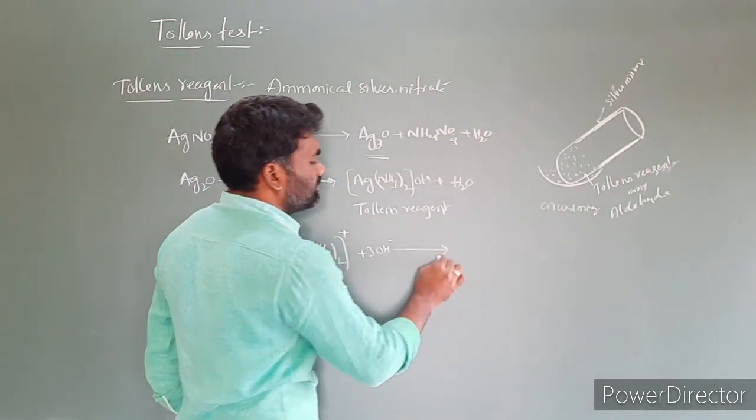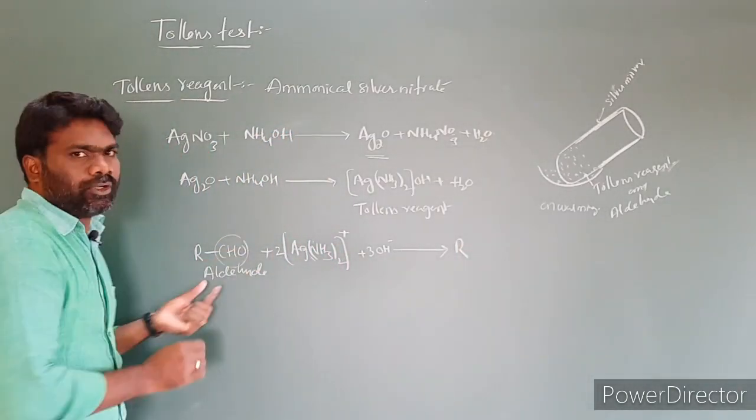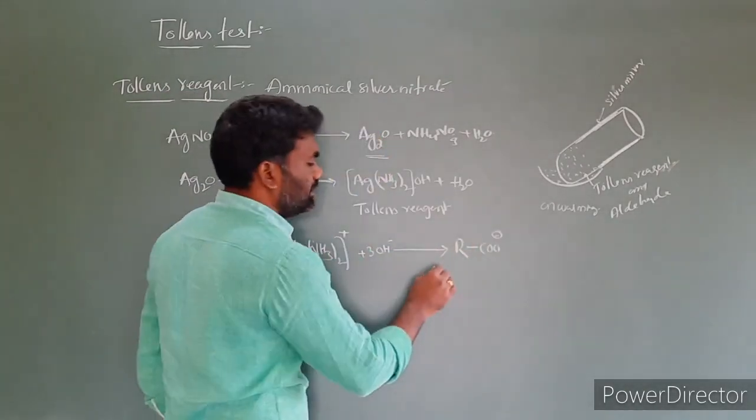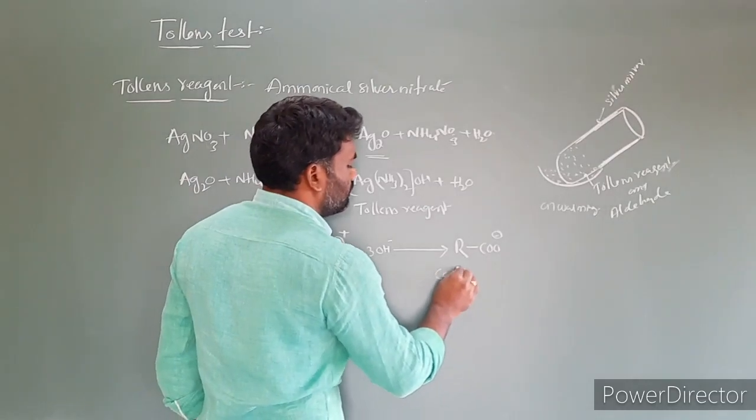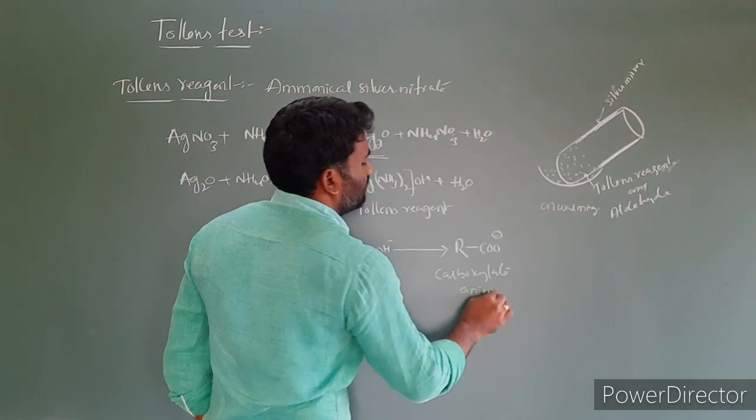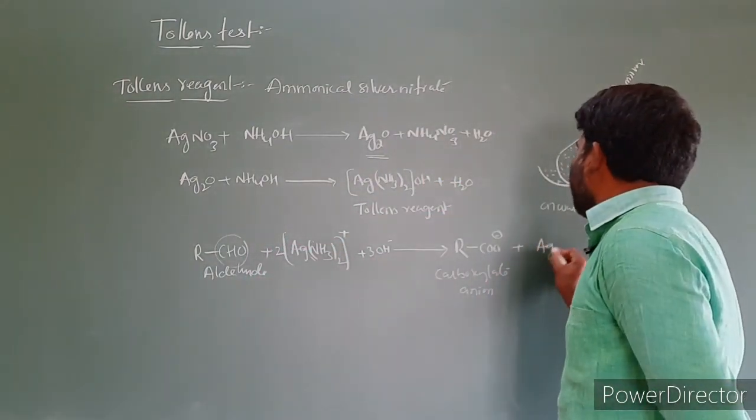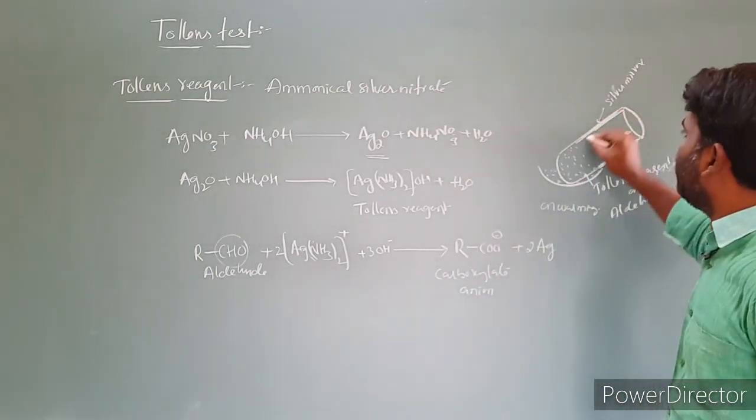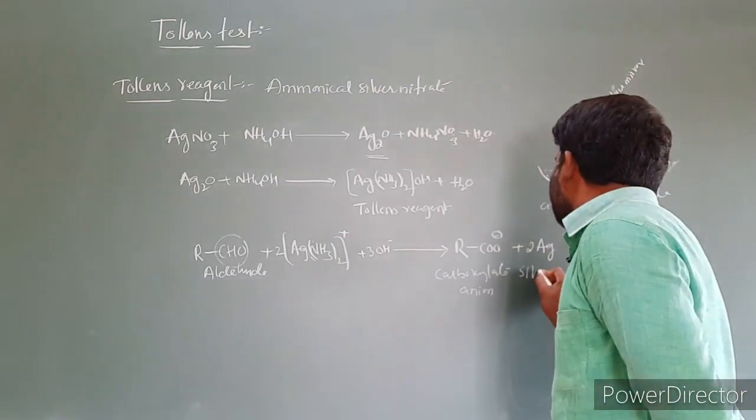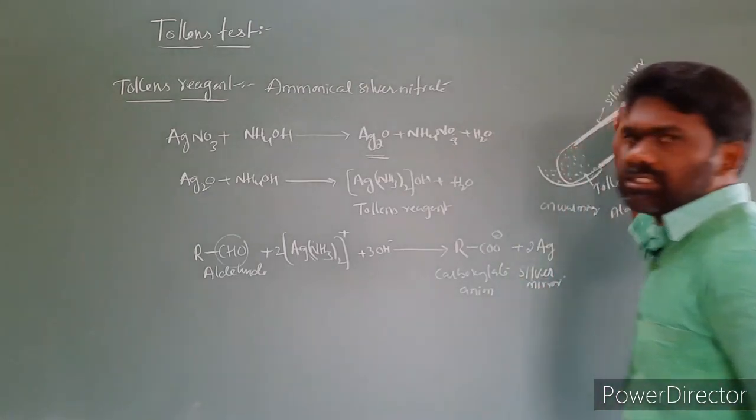Then the product we expect here: the aldehyde CHO group is oxidized to RCOO-. The product is the carboxylate anion. Carboxylate anion is formed. Then there is a formation of 2Ag. We are getting a silver mirror. This silver mirror is nothing but the formation of 2Ag, a silver mirror on the walls of the test tube.